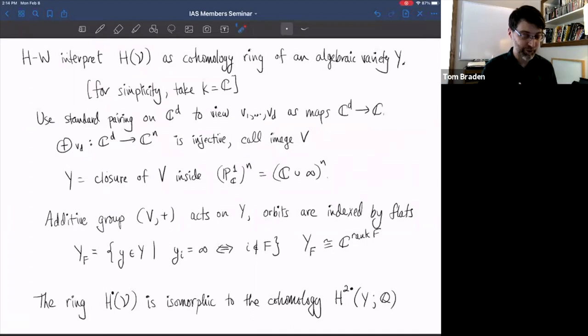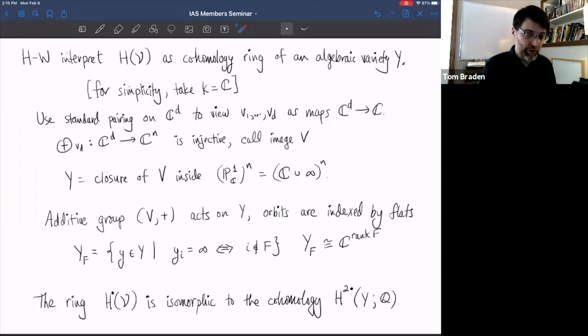In this instance, I'm going to describe the algebraic variety purely as a topological space. It's a little easier to do that, but it's not hard to describe as an algebraic variety. And for simplicity, I'm going to think about working over the complex numbers. You can do this over other fields. For the experts, if you use étale cohomology, everything I'm saying still works. But for simplicity, let's assume that our vectors are over the field of complex numbers.